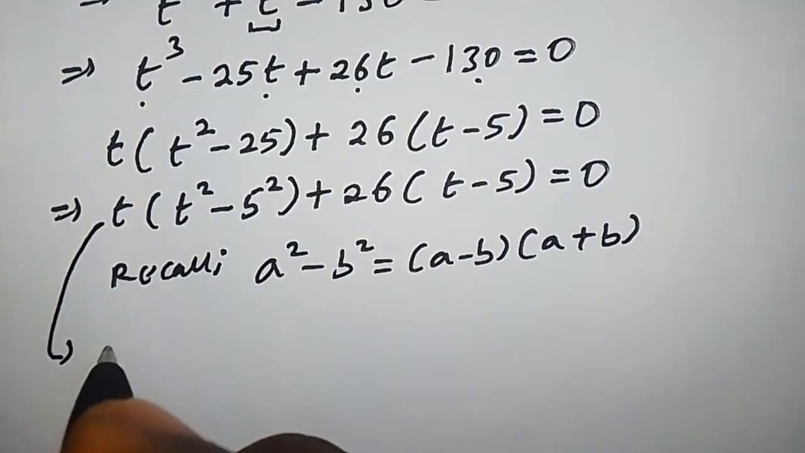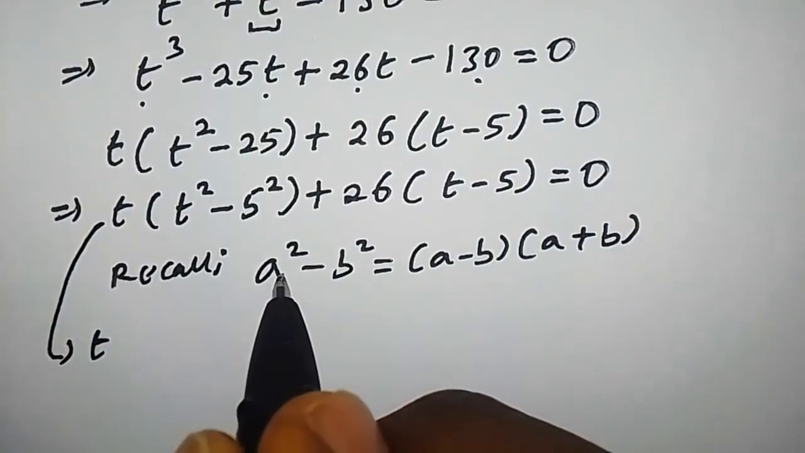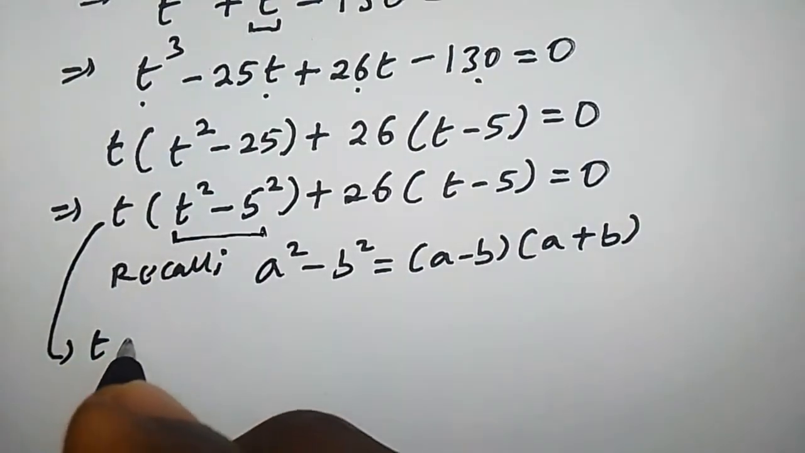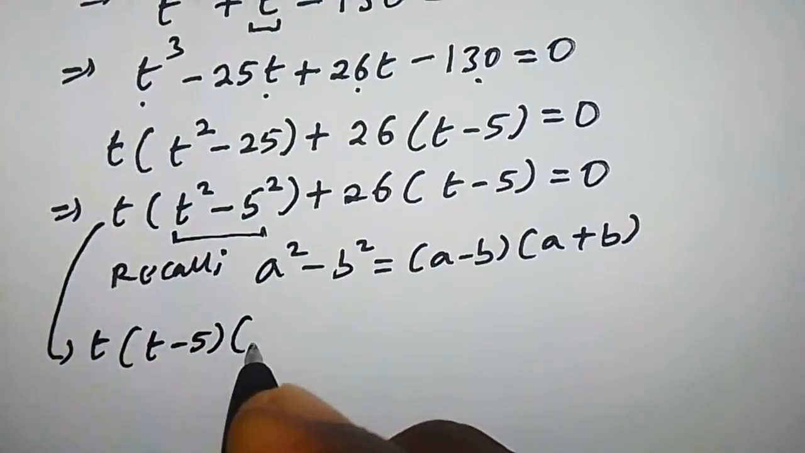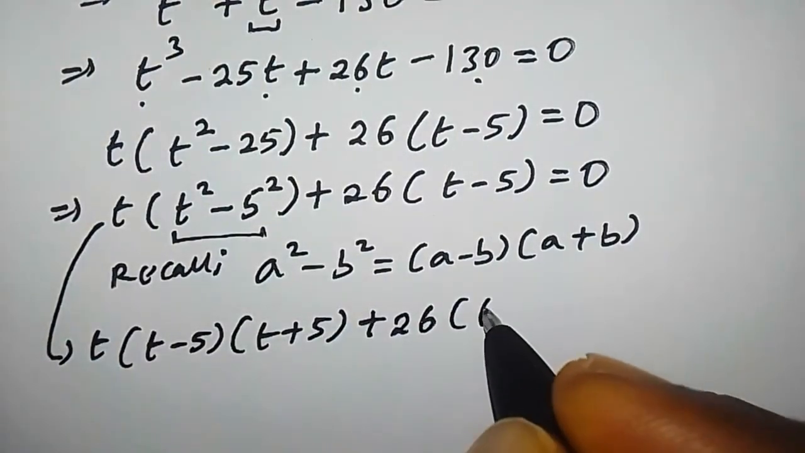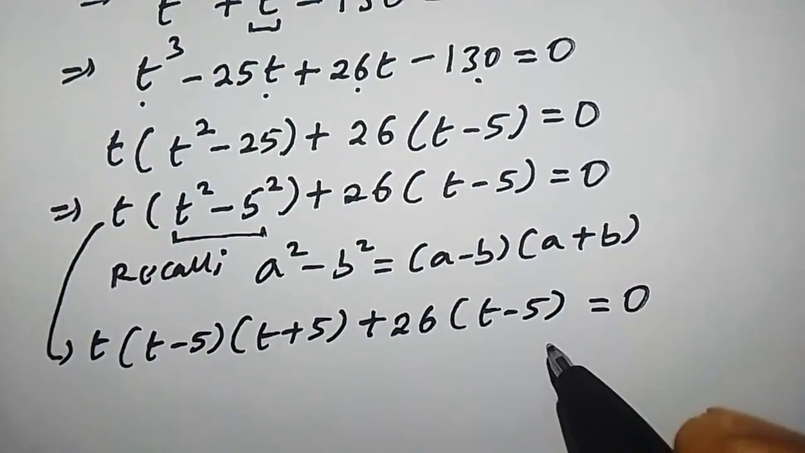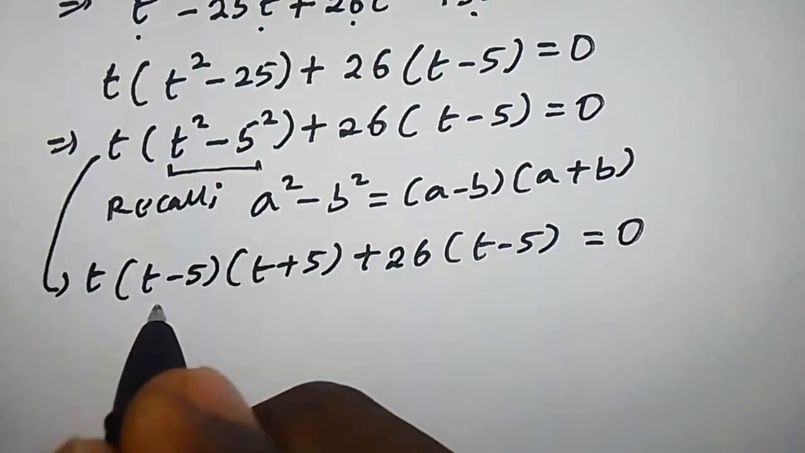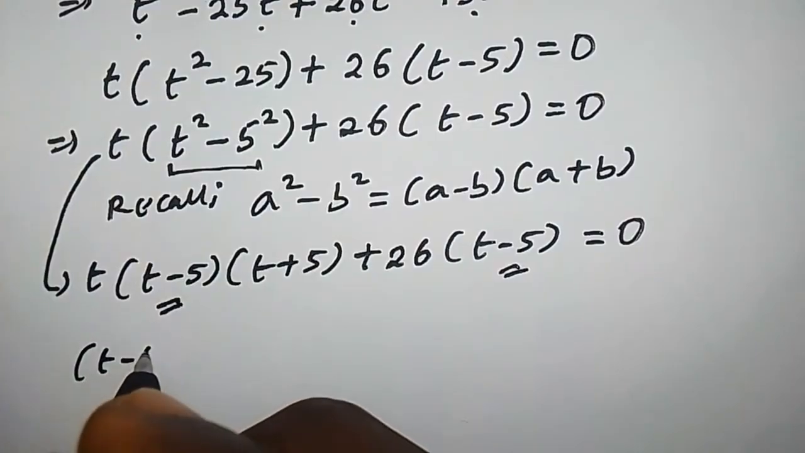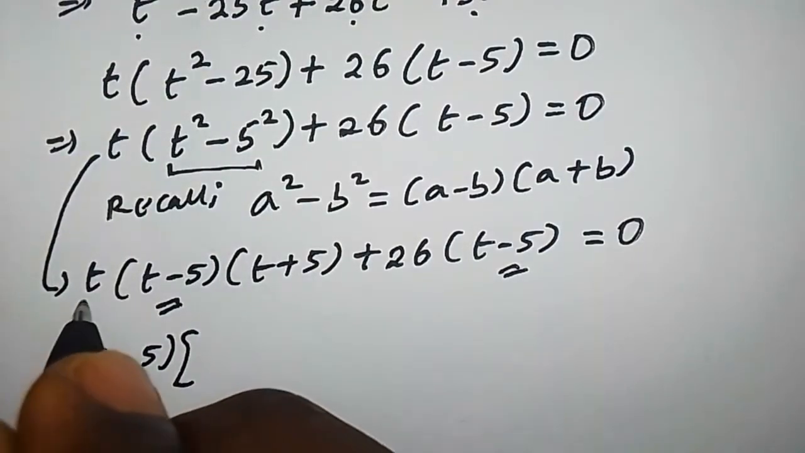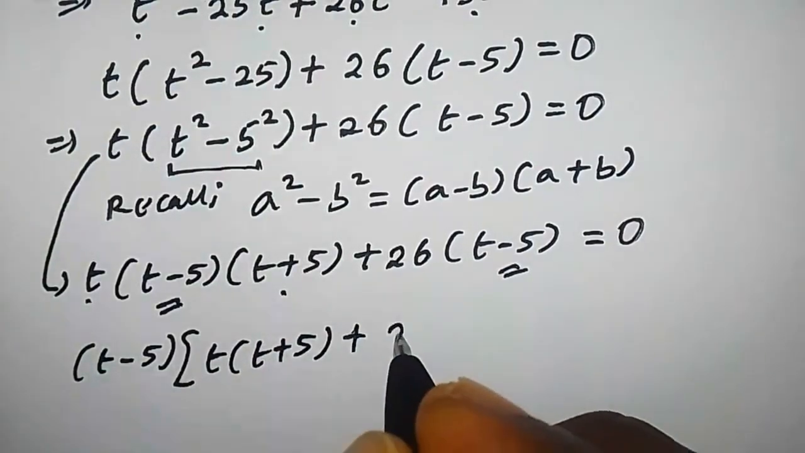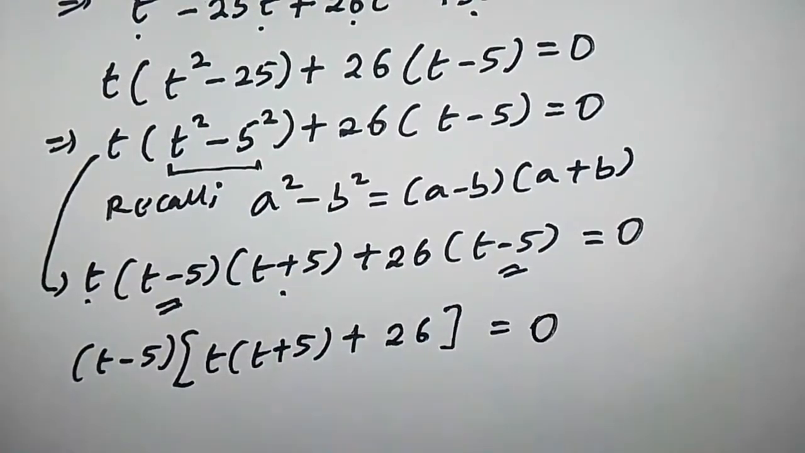From this line now, applying this identity, the difference of two squares identity, we have t minus 5 times t plus 5, plus 26 into t minus 5 equal to 0. You will notice that t minus 5 is common. We can factor it out. So that will be t minus 5 into t times t plus 5, t into t plus 5 plus 26 equal to 0.